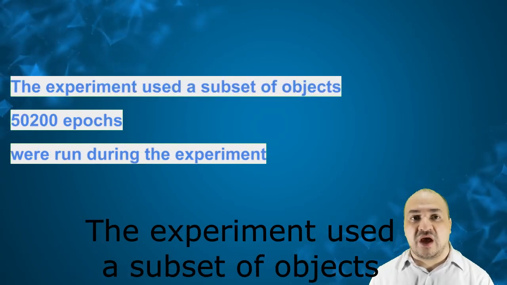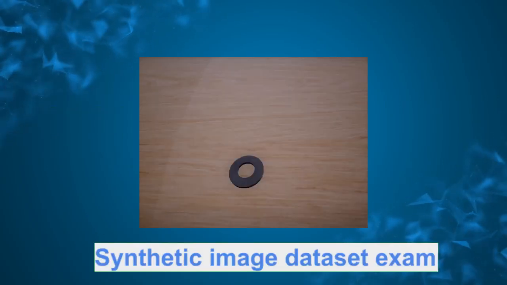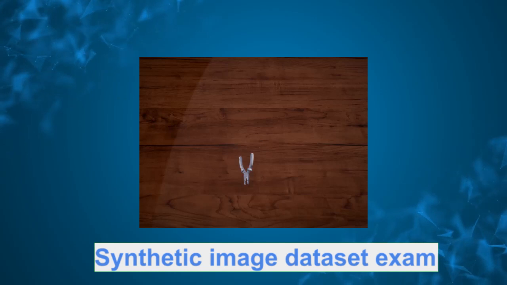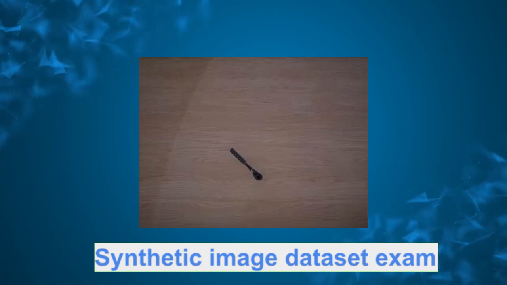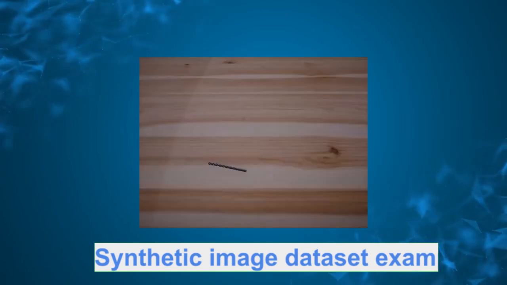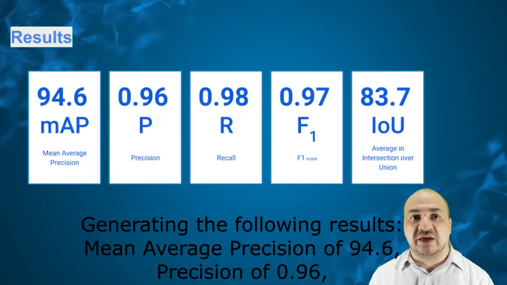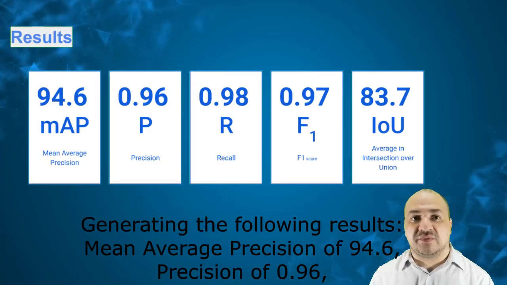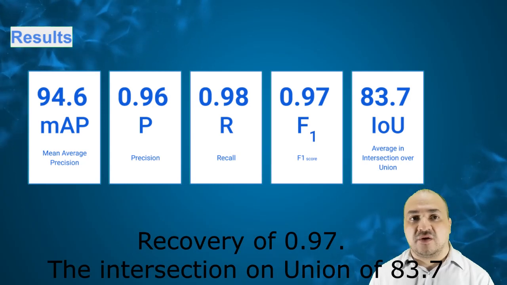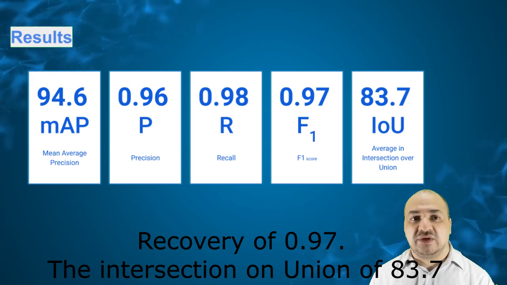The experiment used a subset of objects, and 15,200 inputs were run. Generating the following results: a mean average precision of 94.6, precision of 0.96, recall of 0.97, and intersection over union of 83.7.